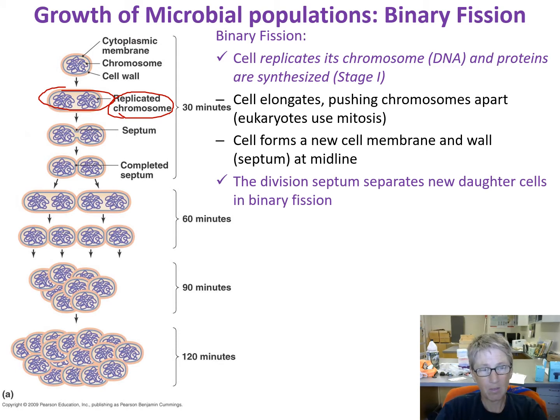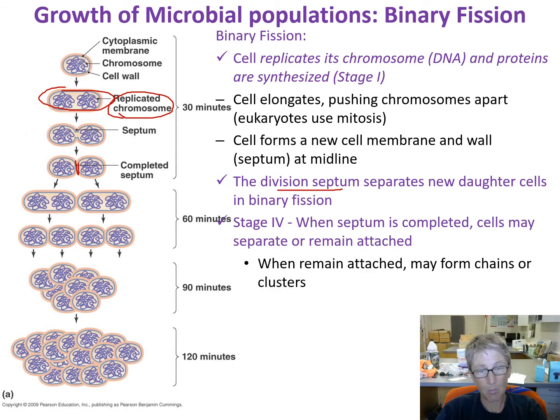And then this thing, the septum, or the division septum, separates the two daughter cells in the process called binary fission. And then the fourth stage, when the septum is completed, the cells, in this stage right here, they may separate, or here, it could be here or here. They may separate, or they could remain attached, depends on the microbe.